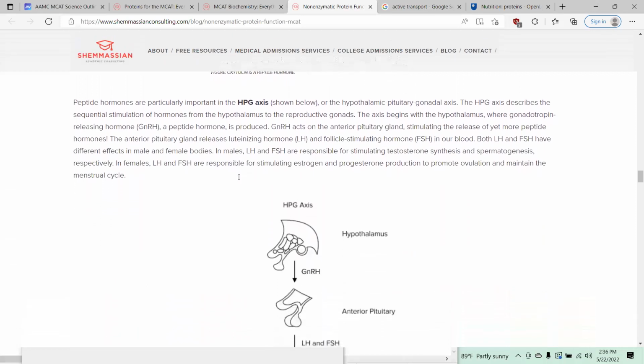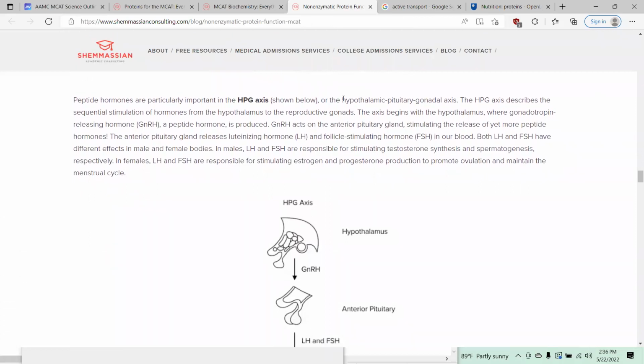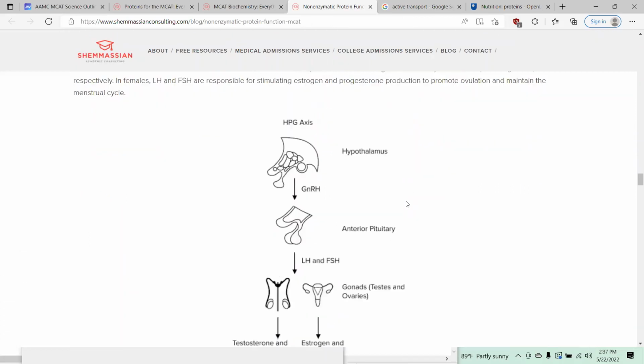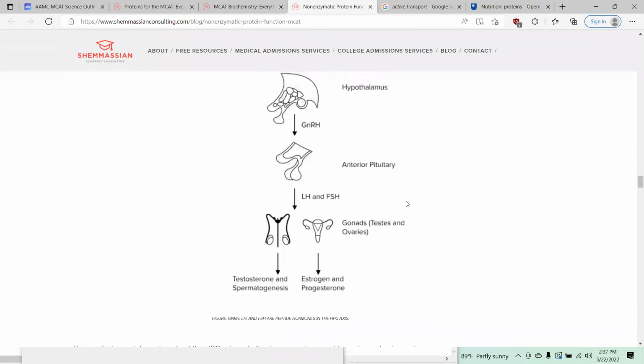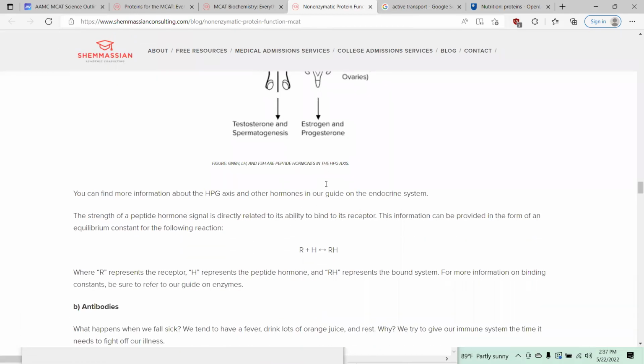Peptide hormones are particularly important in the HPG axis. This is more towards anatomy. I don't think we need to really cover this right now, because this is kind of how hormones influence the system.